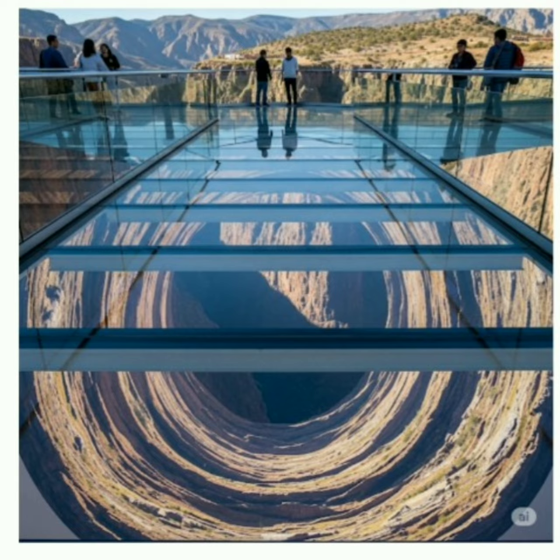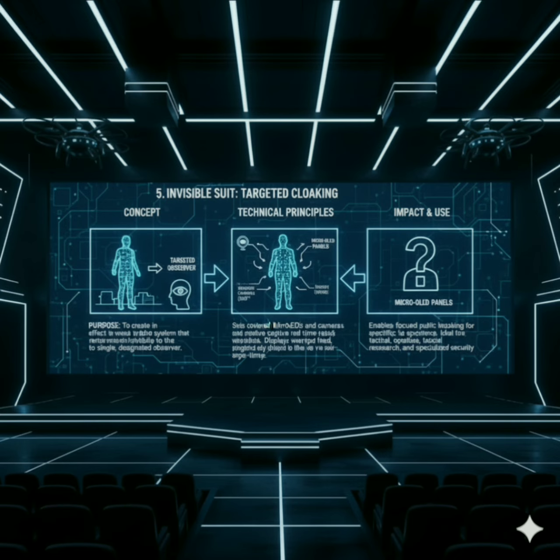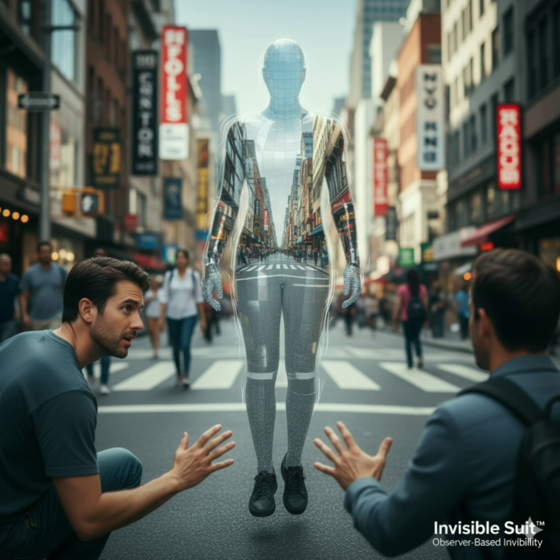This is the invisible suit. It's a wearable system designed to make the wearer invisible, but only to a single, targeted observer. The entire suit would be covered in micro-OLEDs and cameras. It captures the surroundings and displays them specifically in the viewing direction of that target observer. This isn't mass invisibility, but rather a highly targeted, observer-specific illusion.